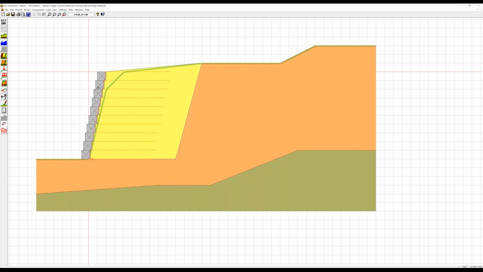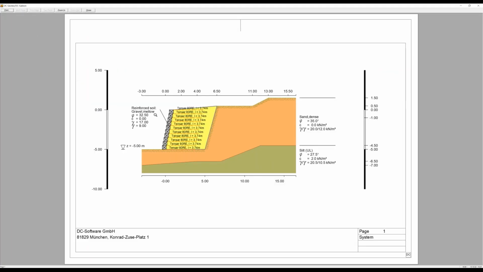So we have our gabion wall here, and you see, if we look at the print preview, this part of the ground surface is cut out, and we have here the reinforced soil block placed on the ground.